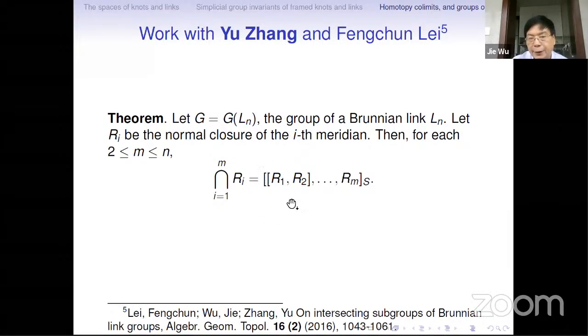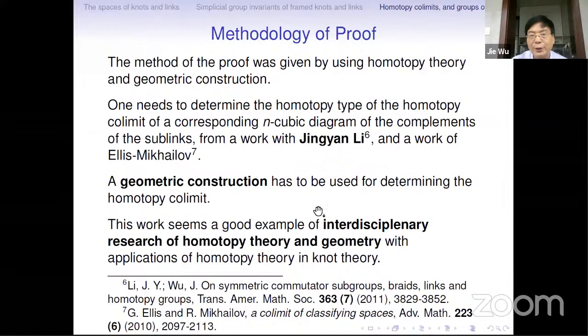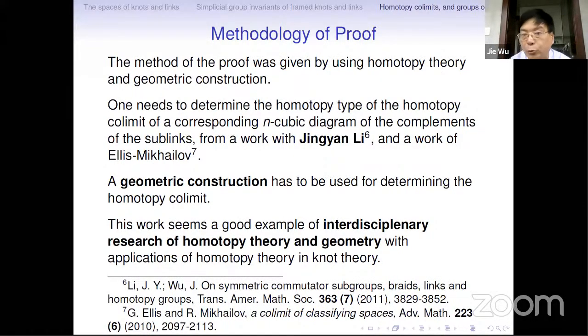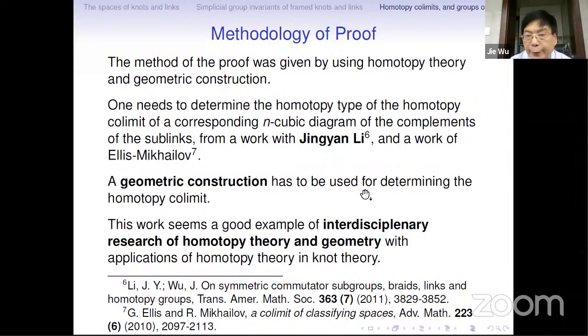So it is clear that this group is always contained in the intersection, because these are given by normal subgroups. But the other direction is actually not simple. And I want to mention this one because the proof of it uses quite a bit of homotopy theory. You need the so-called cubical diagrams to determine how the higher homotopy groups can be represented in fundamental groups. There are several works we did before, and then we worked that out.